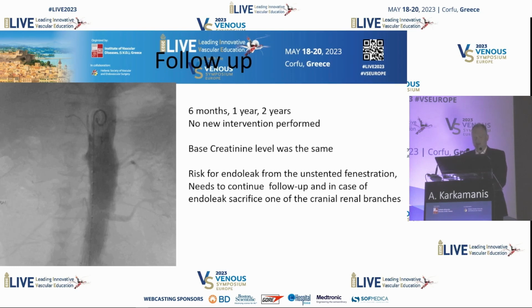There is, of course, a significant risk for endoleak due to the unstandard fenestration, so we monitor the patient frequently in case we need to sacrifice one of the cranial renal branches. The reason for that is even if we had a type 2 endoleak, we're confident that we need to stent the renal artery because with an expansion we would lose the wall contact. Thank you.